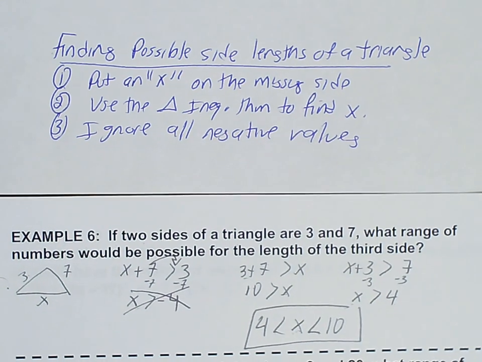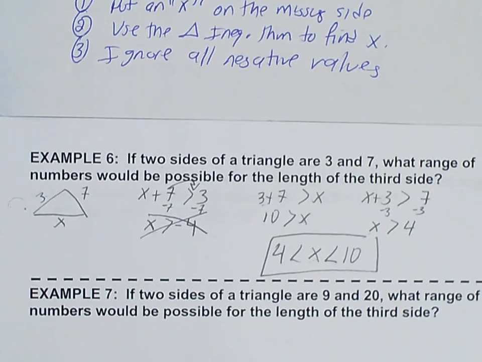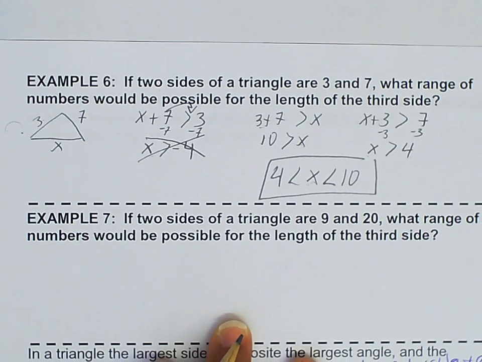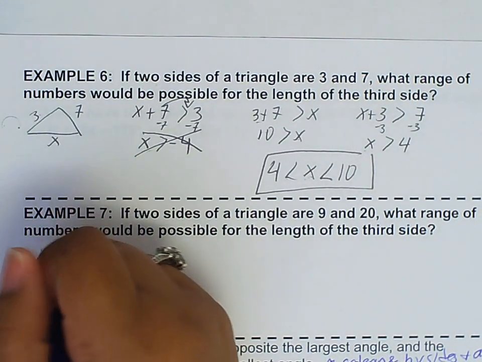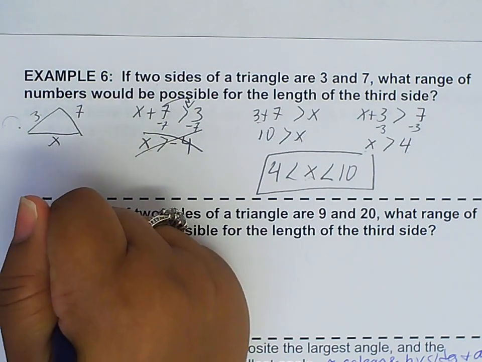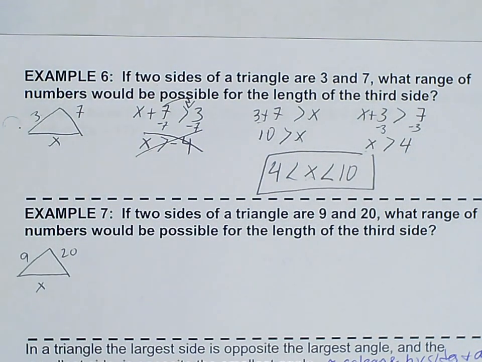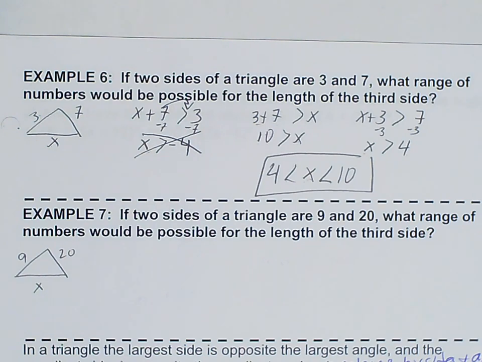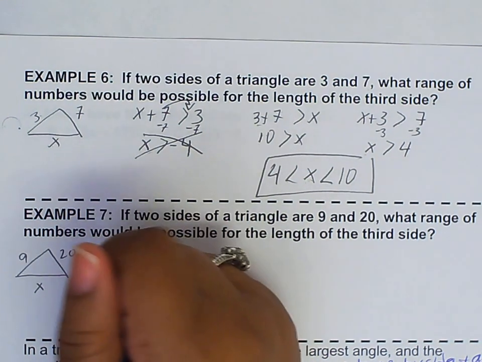All right, let's try one more. Again, I always just make a little triangle. You don't have to. It says, if two sides of a triangle are 9 and 20, what range of numbers will be possible for the length of the third side? So just again before, just use that triangle inequality and just write all your things.